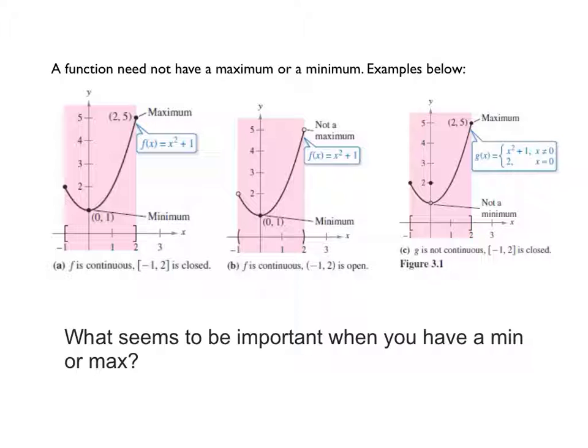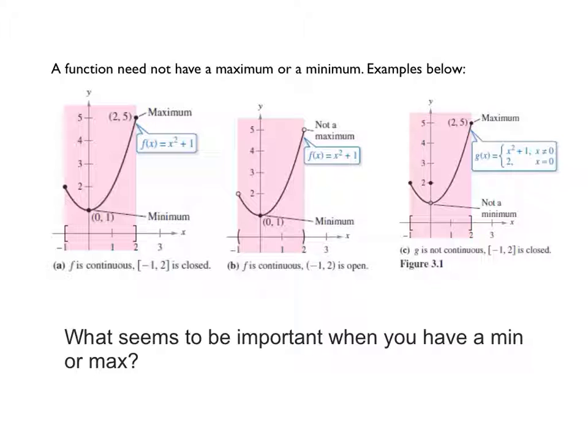And another thing you'll take note of is that f is continuous on the closed interval from -1 to 2. So notice when I say closed, these endpoints are completely filled in. They are closed. Part B: notice my endpoints are now open. I still have a min, but I do not have a max. So f is continuous, we'll say, on the open interval, and I have a min but not a max.